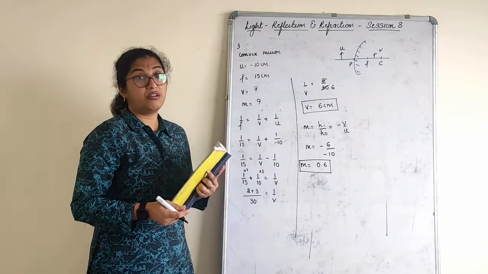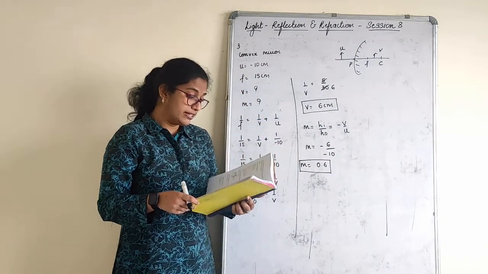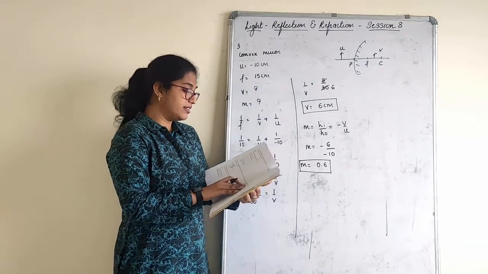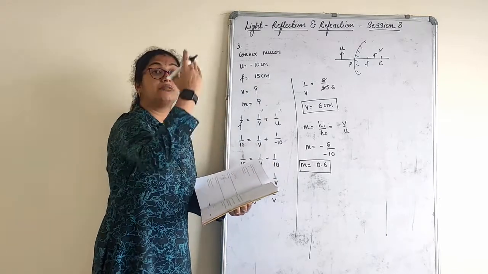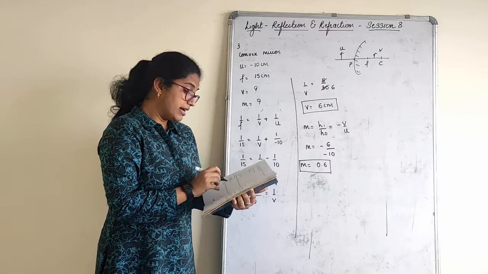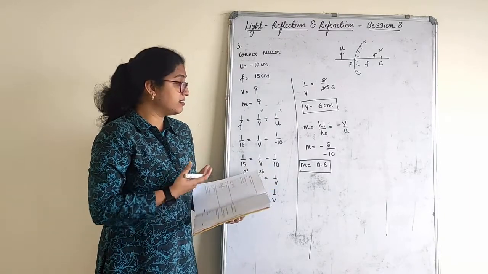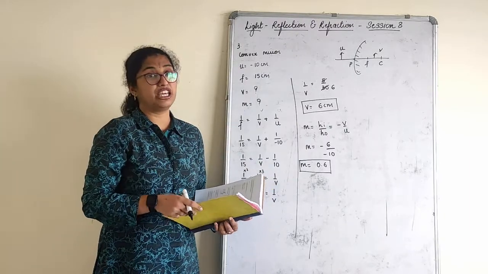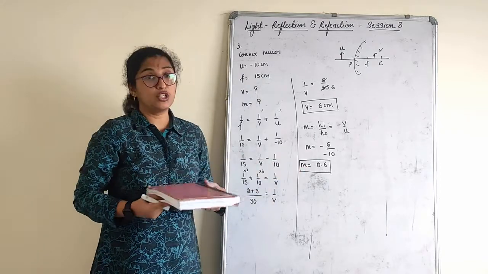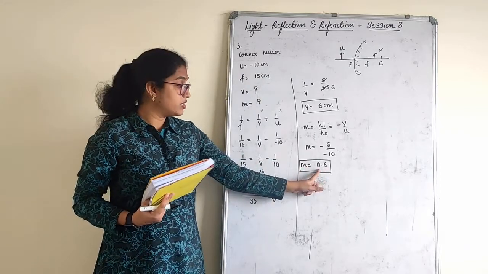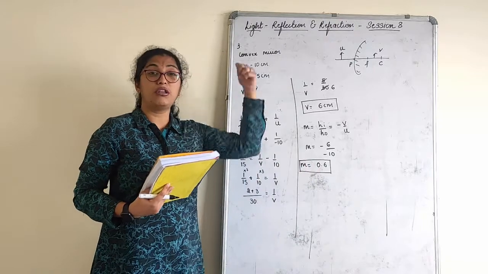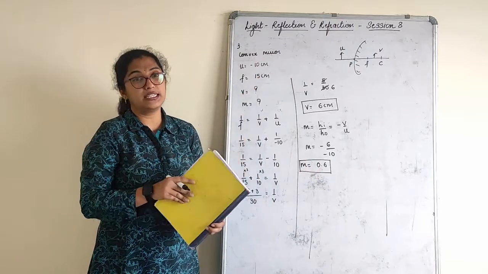It is smaller, what you have got. Give the conclusion. The image is located at a distance of 6 cm from the mirror, on the other side of the mirror, and the plus sign in the magnification indicates that it is virtual and erect, and the image is 0.6 times smaller than the actual object kept, right?